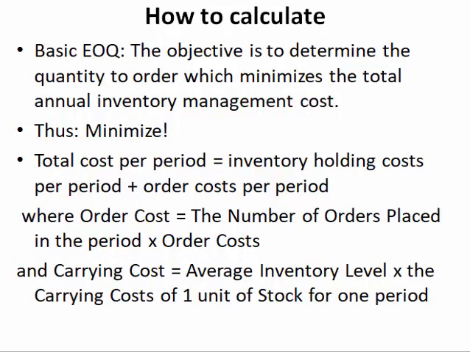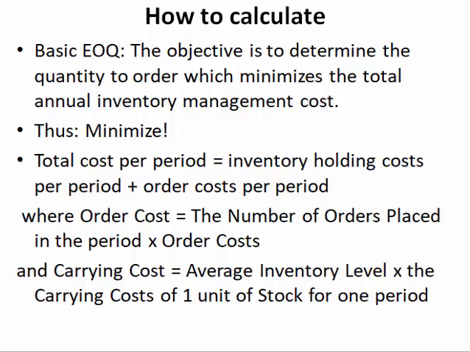Now how to calculate the EOQ? The objective is to determine the quantity to order which minimizes the total annual inventory management cost. We have to minimize this cost. So total cost, how do we calculate? It is the sum of two costs, inventory holding cost per period plus order cost per period.